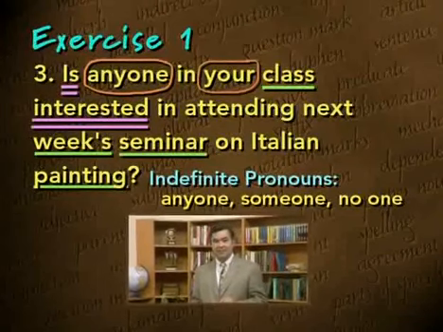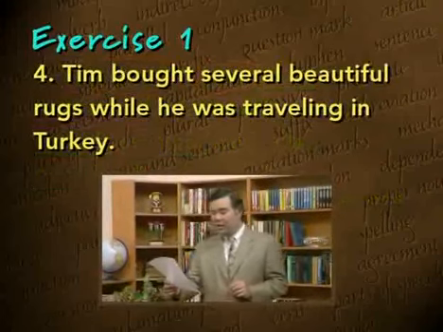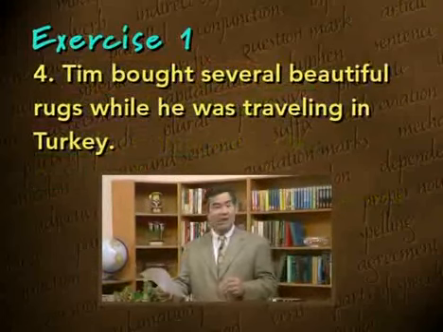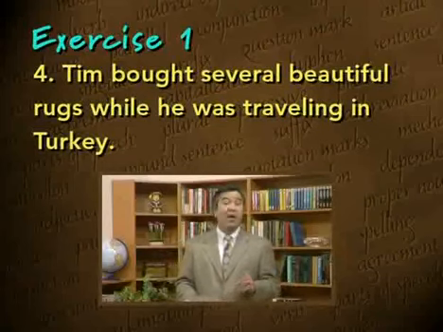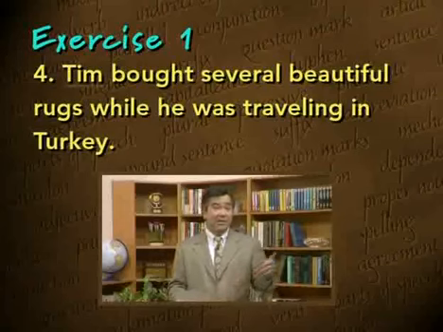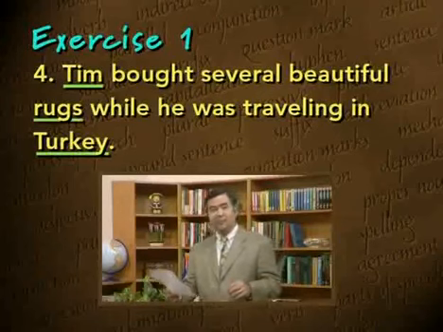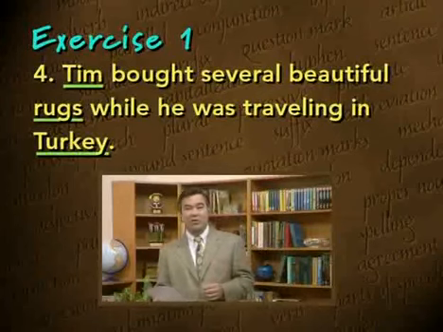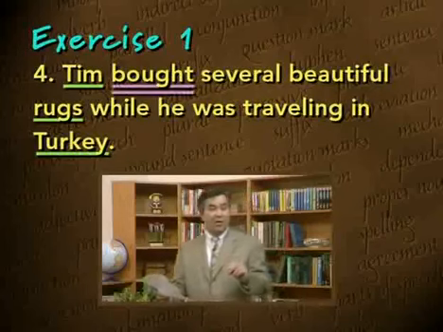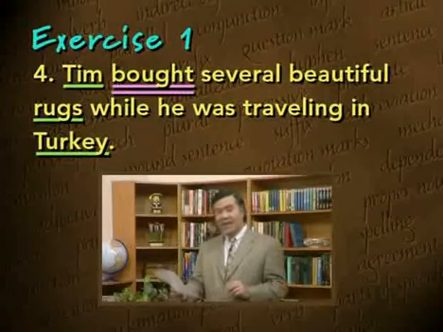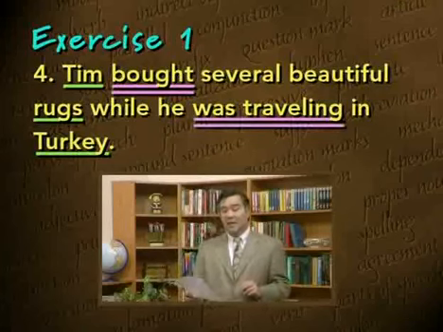Let's look at our fourth example. Tim bought several beautiful rugs while he was traveling in Turkey. Again, let's begin with the nouns. How many nouns did you recognize here? Well, there are three. Two proper nouns, Tim and Turkey, and one common noun, rugs. How about verbs? How many of those did you recognize here? There are two. One is a single word, bought, which describes something that Tim did, and the other, a verb phrase, was traveling, describes something else that Tim did.